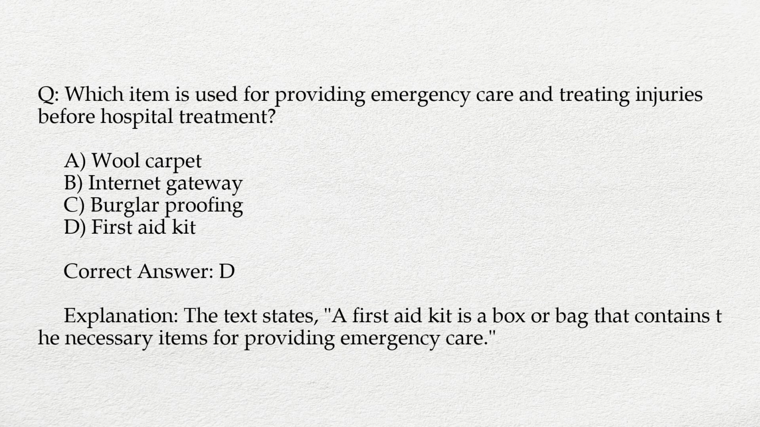Q. Which item is used for providing emergency care and treating injuries before hospital treatment? A. Wool carpet. B. Internet gateway. C. Burglar proofing. D. First aid kit. Correct answer, D. Explanation. The text states, a first aid kit is a box or bag that contains the necessary items for providing emergency care.